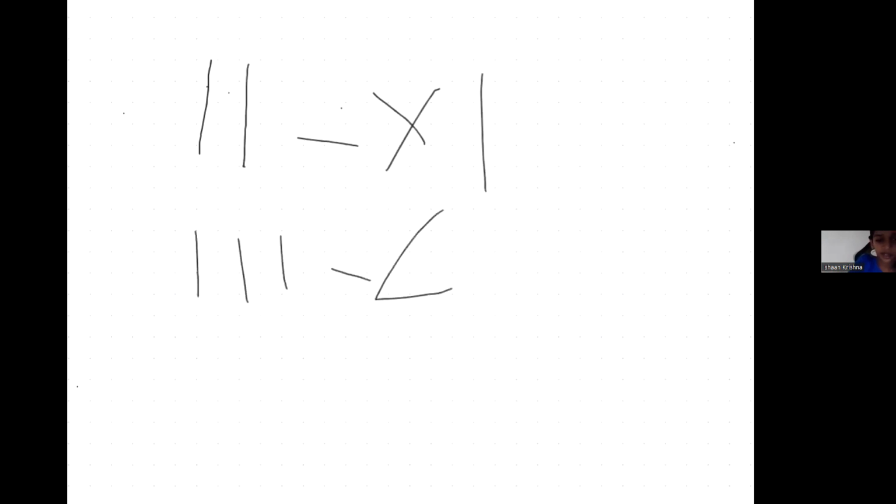So now, 11 is represented as XI. And then 111 is represented as CXI. And then 1111 is represented as MCXI.